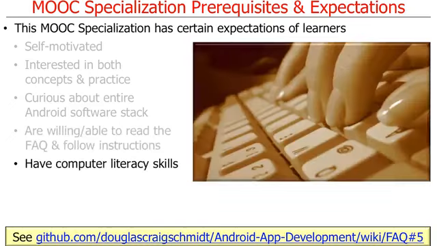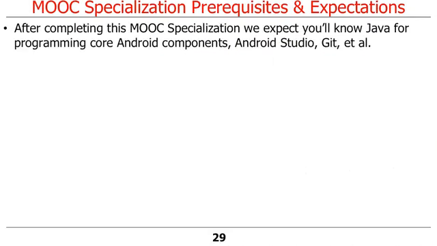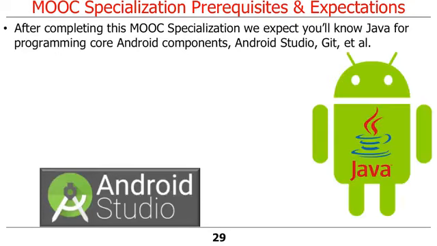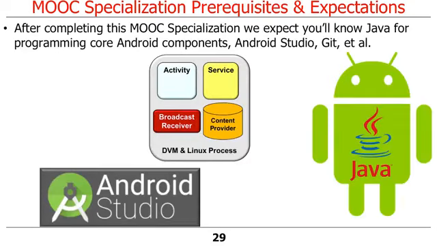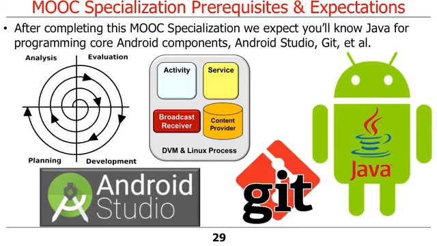However, we do expect you to have basic computer literacy skills, such as knowing how to send and receive emails, browse the web, participate in online discussion forums, and upload and download files on websites. Naturally, after you complete this MOOC specialization, we expect you to know how to use Android Studio, how to apply Java features needed to develop apps using core Android components, how to use the Git software version control system, as well as how and when to apply common software engineering concepts, methods, and programming skills to develop mobile apps for Android.